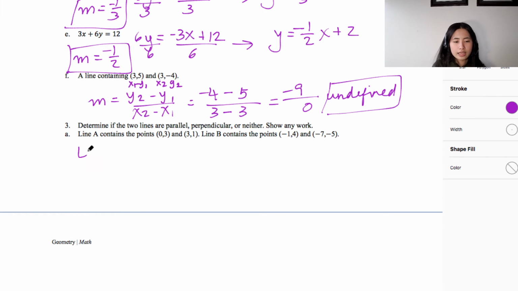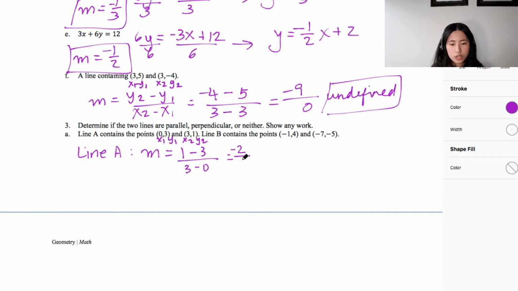But if it's perpendicular, it needs to be the negative reciprocal, or the opposite sign, of the other line. So let's say we're looking at line A. In order to find its slope, you would have y2 minus y1 over x2 minus x1. So this is x1, this is y1, this is x2, and this is y2. So I'm taking 1 minus y1, which is 3, and then you have x2, which is 3 minus 0. So this is going to be 1 minus 3, which gives you negative 2, over 3 minus 0, which is 3. So as you can see, the slope is negative 2/3.